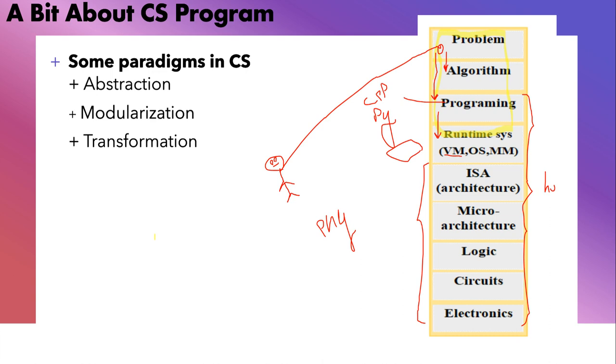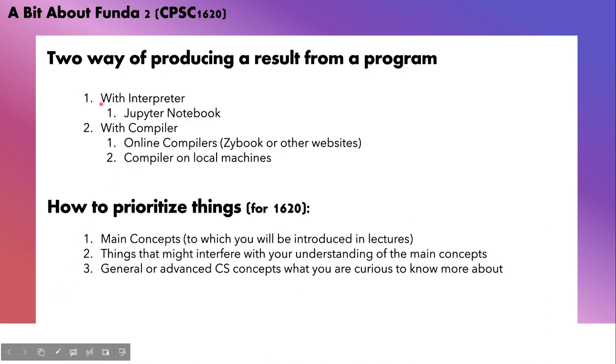You remember here in this diagram, when we have our program, we need to communicate and talk with the operating system that we have. But for this communication, we have two different methods, using interpreters or using compilers. We had this discussion in 1620. I won't get into the details right now, but just to review, we have two different ways, interpreters and compilers. And for compilers, we had different options, like we could use online compilers or compilers on your local machine.